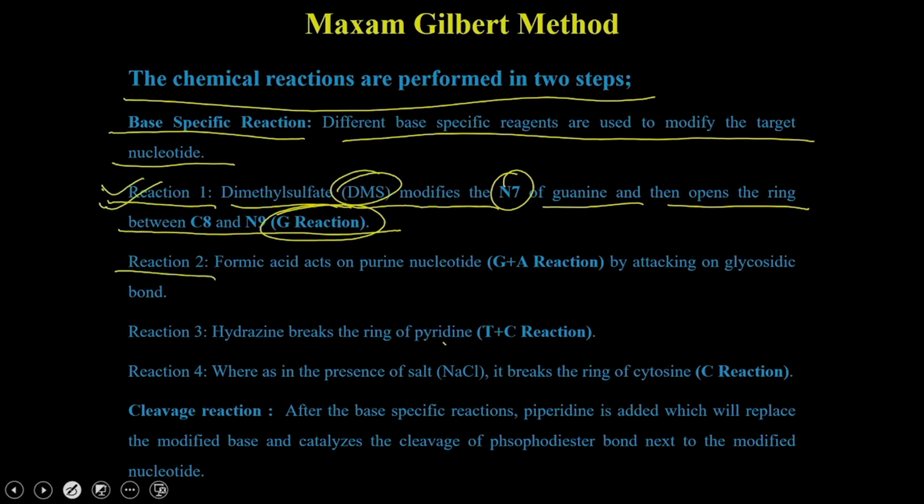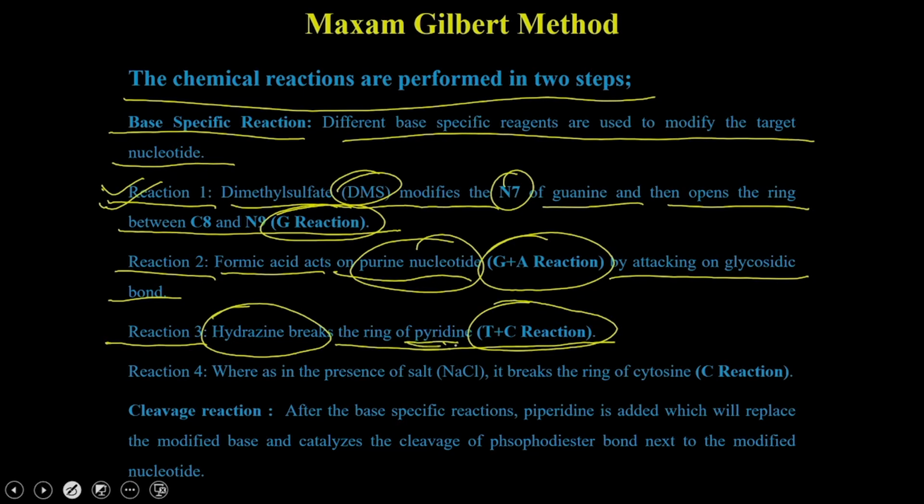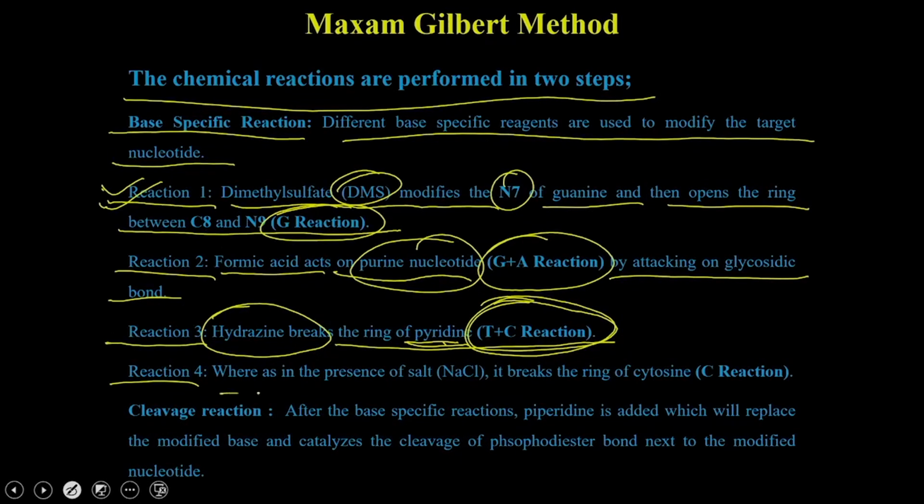Then in reaction 2, you use formic acid, which acts on purine nucleotides. That modifies the G plus A reaction by attacking the glycosidic bonds. Then in reaction 3, you use hydrazine, which breaks the ring open and attacks the pyrimidines, which means these reactions cleave just after the T or the C. So these are called the T plus C reactions. And then reaction 4, in the presence of salt, breaks the ring of the cytosine, and that is called the C reaction.